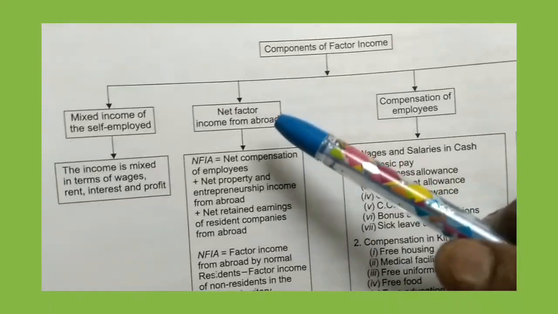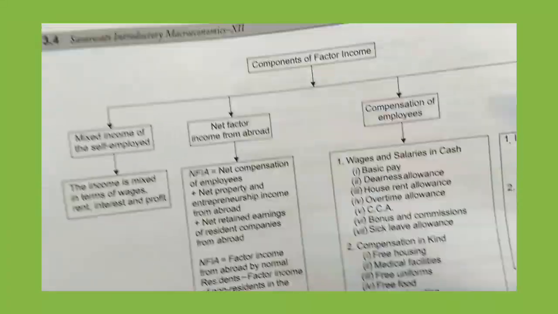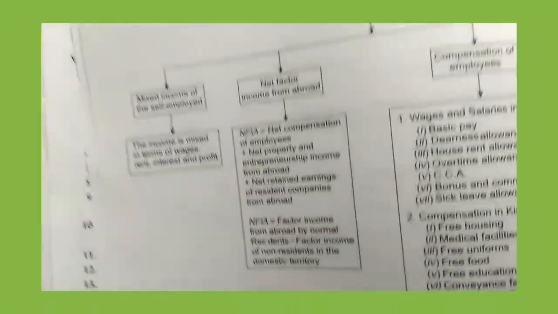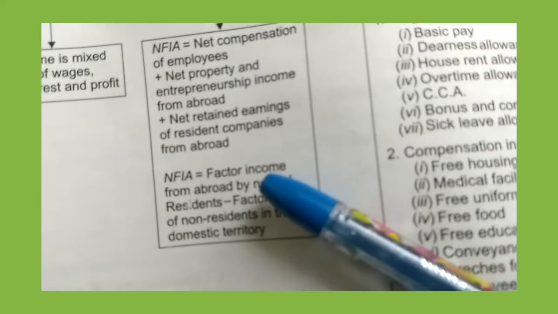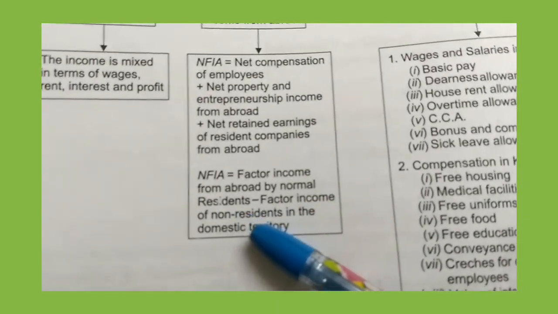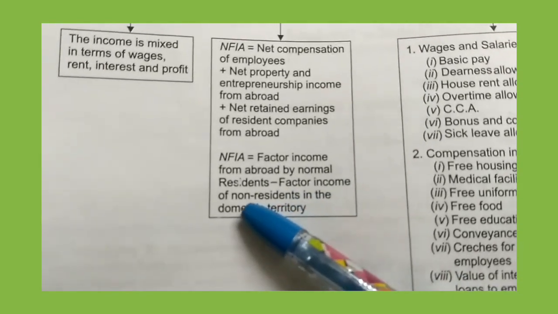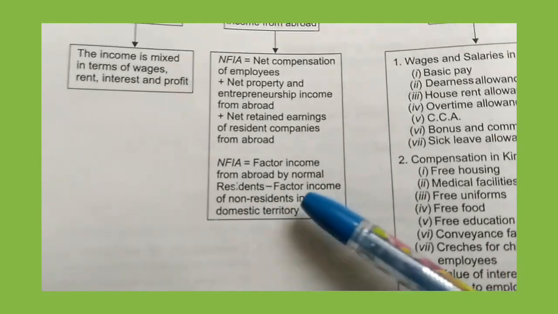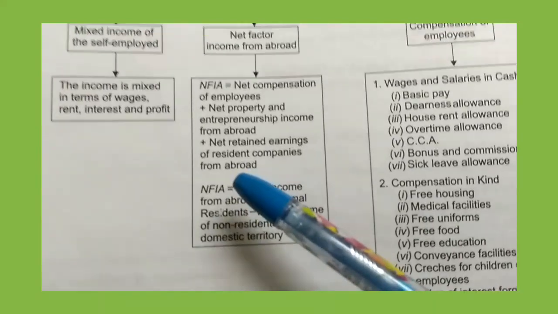Okay. Then net factor income from abroad. What is net factor income from abroad? NFIA. NFIA is equal to factor income from abroad by normal residents minus factor income of non-residents in the domestic territory. We get the net factor income from abroad.